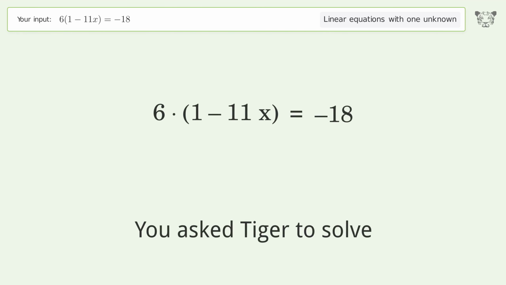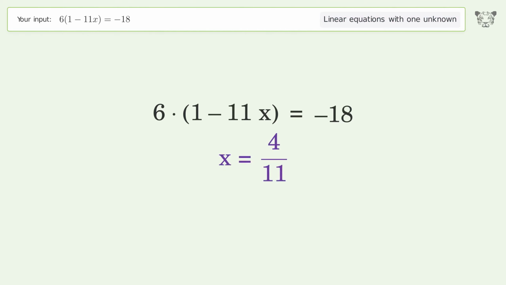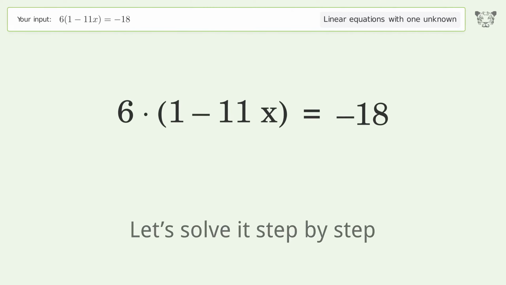You ask Tiger to solve this. This deals with linear equations with one unknown. The final result is x equals 4/11. Let's solve it step by step.